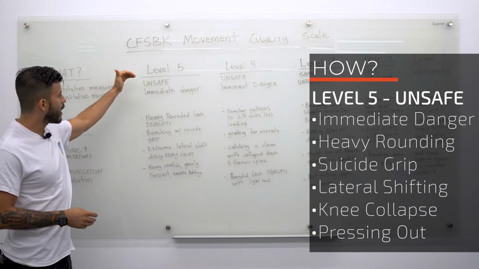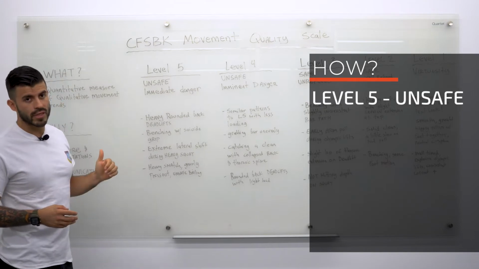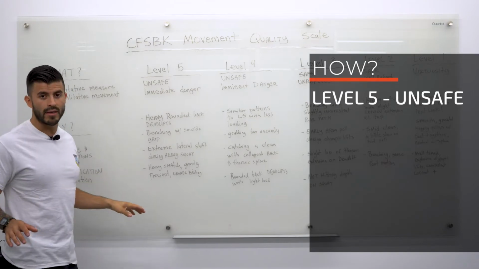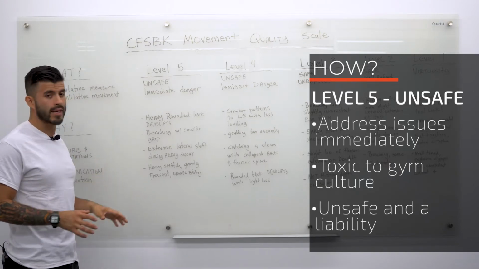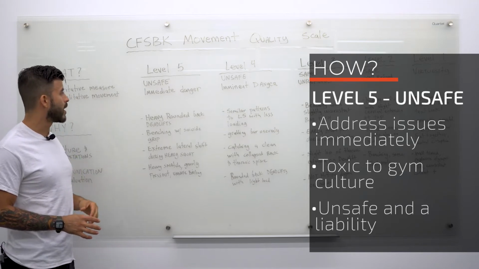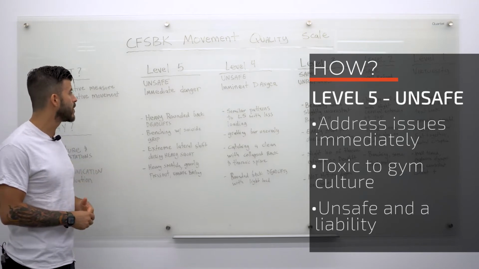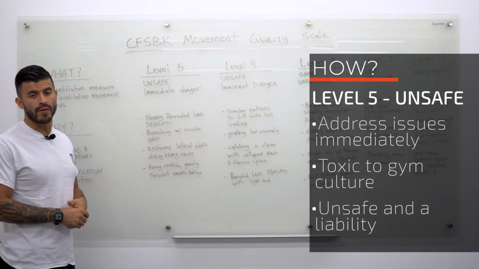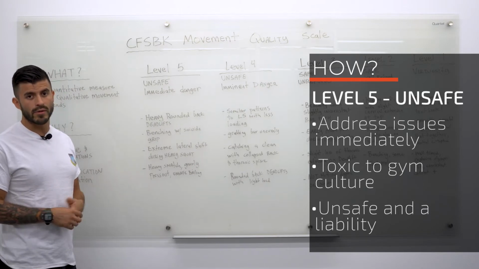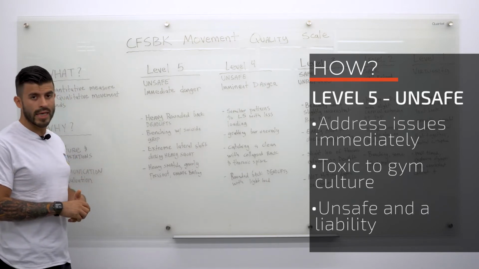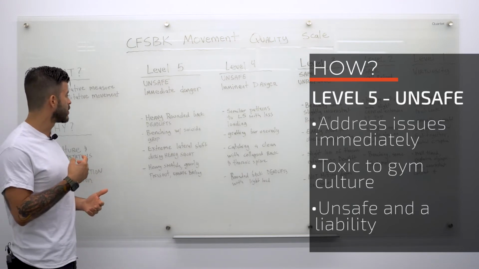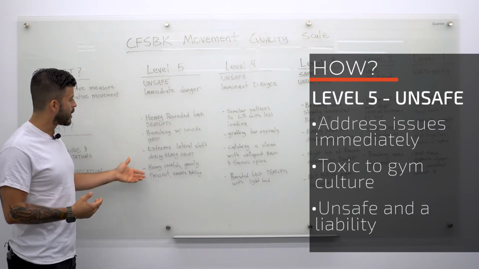So in level 5, again, these are things that from a cultural perspective, you need to get on top of immediately. You can't let these things happen because they're toxic to your members, they're toxic to the culture of movement quality at your gym, and ultimately they're unsafe. They're a liability for you, and obviously we want to keep our members safe, so we have that duty to keep them safe, to keep them moving well, to get ahead of anything that might be a level 5 movement.